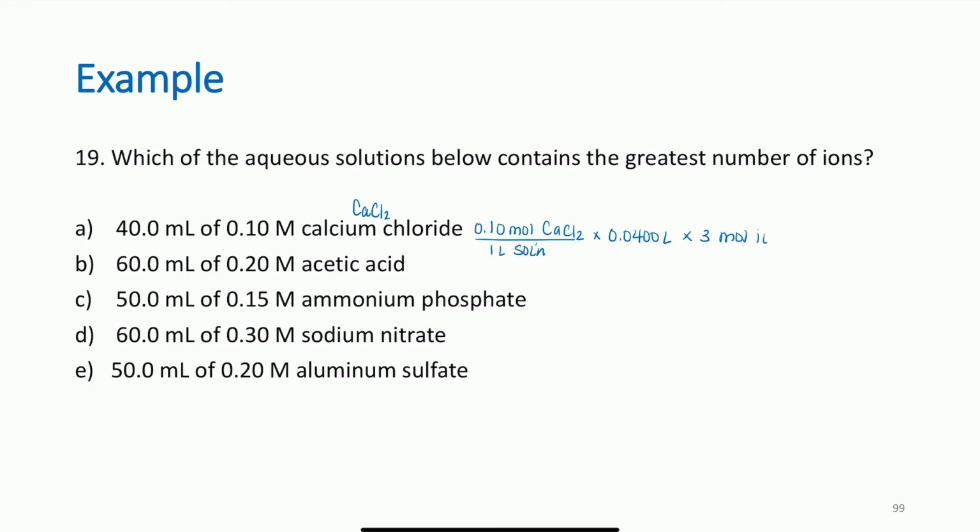I have 3 moles of ions to every 1 mole of calcium chloride. Avogadro's number is 6.022 times 10 to the 23rd ions to 1 mole of ions. For A, I get 7.23 times 10 to the 21st ions.